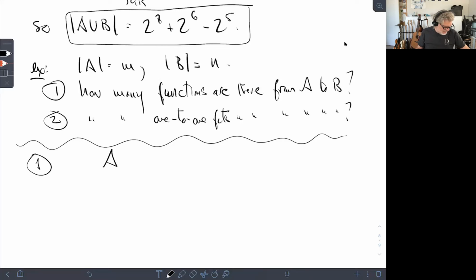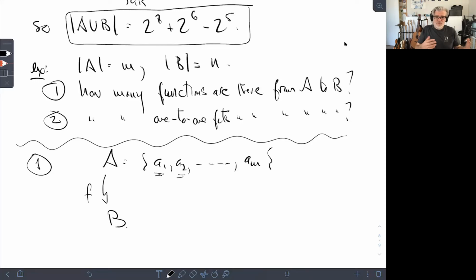So suppose that A is A1, A2, right up to Am. And you want a function from A to B. Okay, so what does this function do? For each element of A, it selects an element of B, right? But it can choose whatever it wants. There are no restrictions on what the value of the function is at A1. So any value from B will be fine. For A2, any value from B. For A3, same, right up to Am.